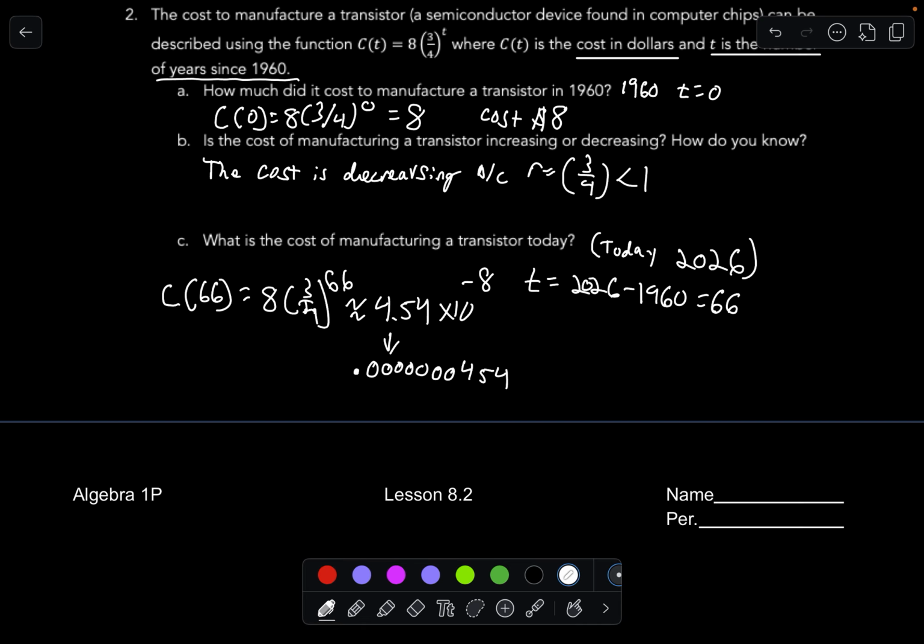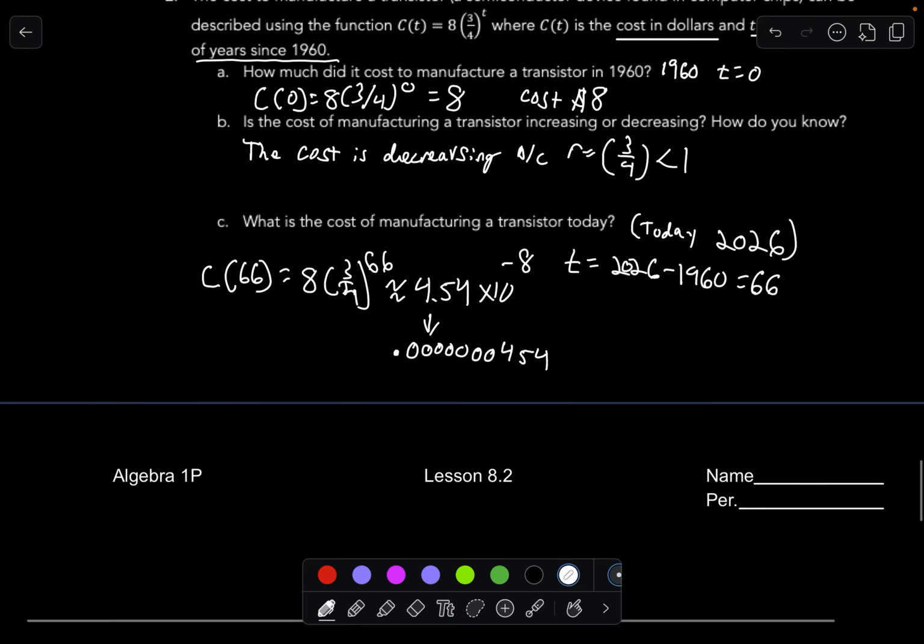I'm not sure that model holds. I think there is a lower bound to it, because if it goes on forever, it'll just keep getting smaller, and that doesn't make sense. But that's how much money it would cost to produce a transistor today. I hope that made sense.